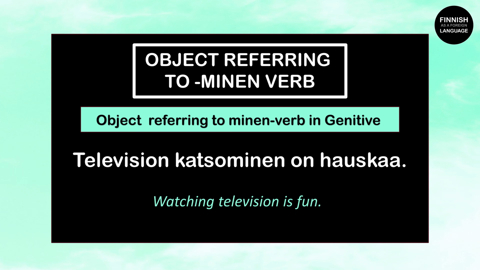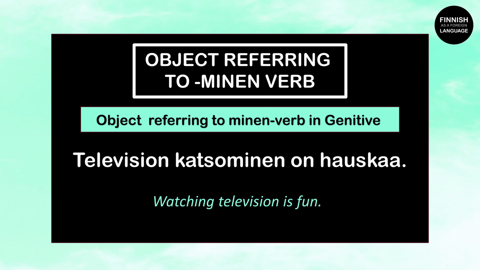Our object here is the TV. In Finnish, televisio. And this one has to stand in the genitive case because it's referring to our minen verb, which is here katsominen. So that is why televisio becomes television. The N at the end is the genitive marker and hauskaa is our adjective in the partitive case. Let's repeat. Television katsominen on hauskaa.